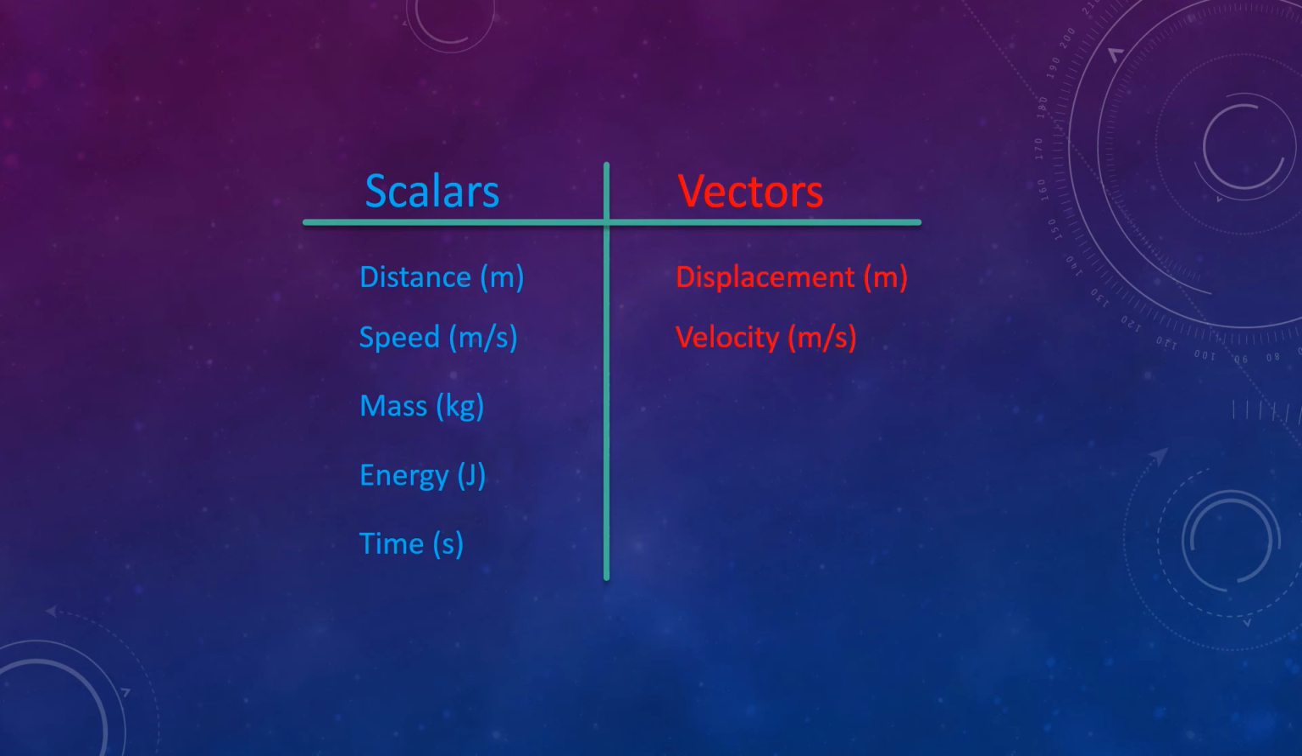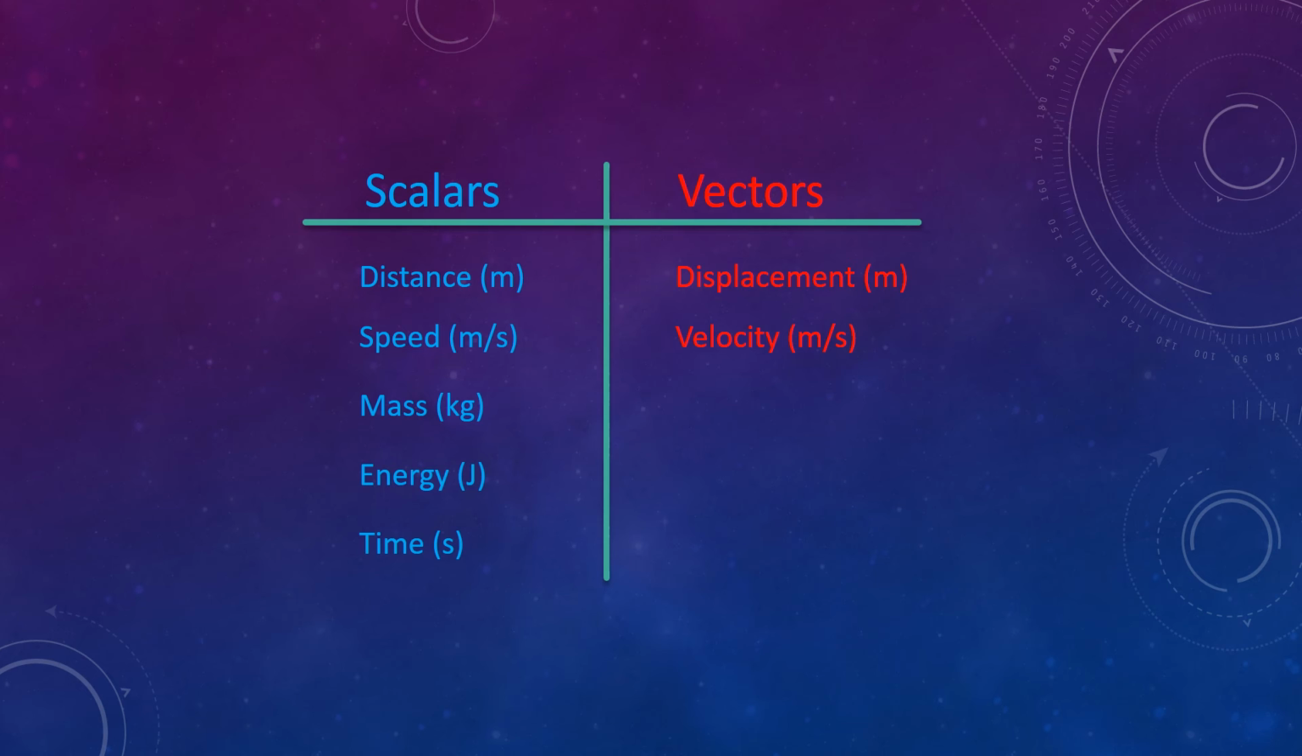And lastly, we have time, which is just measured in seconds. So, like I said before, it took Usain Bolt 9.63 seconds to run 100 meters. That's just how long it's been. It doesn't matter what the direction is here.